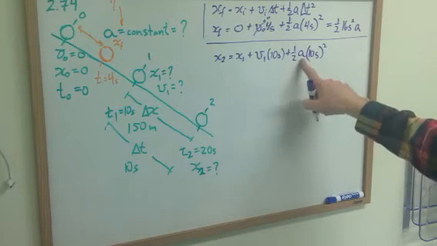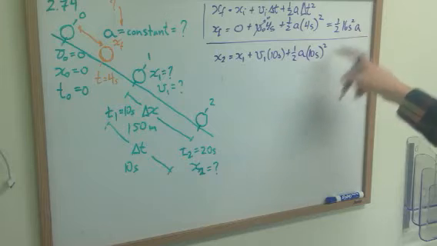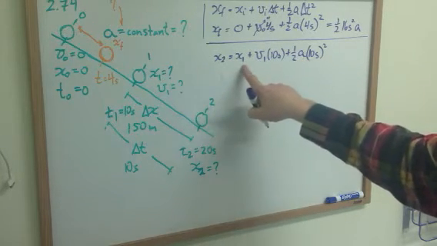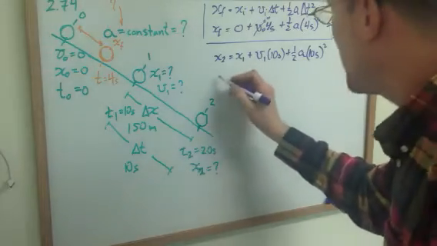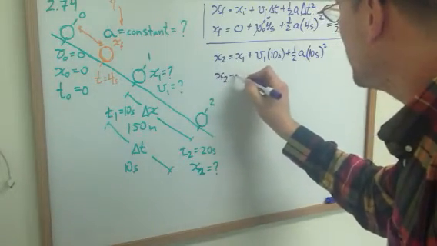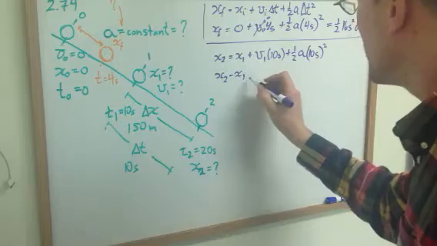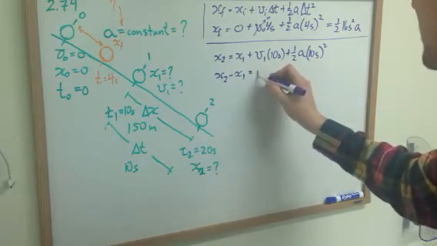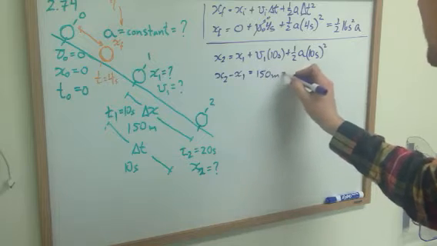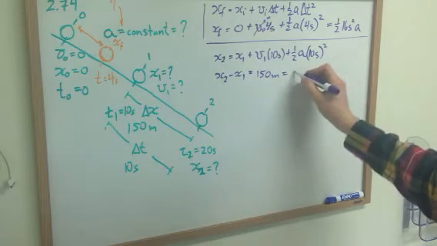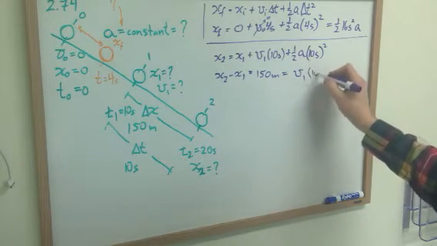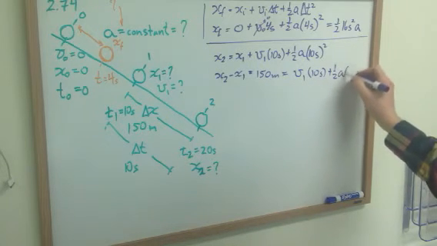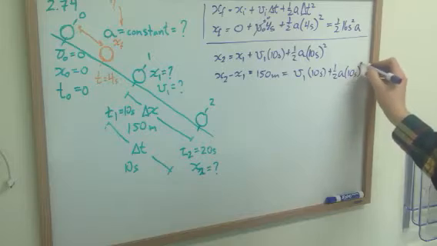Now remember, we're looking for A. A is what we want to find. A is an unknown here. Now x2 and x1 we don't know, but if I rewrite this as x2 minus x1, that is delta x, and that we do know. That's equal to 150 meters. So 150 meters is equal to v1 times 10 seconds plus 1/2 a 10 seconds squared.